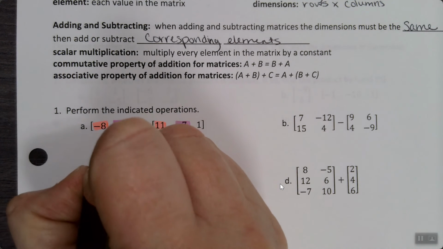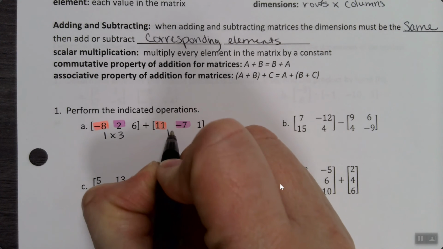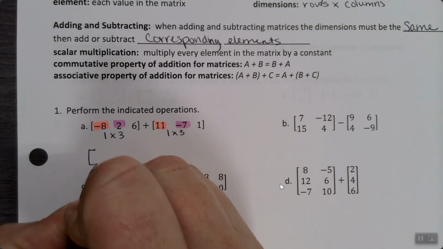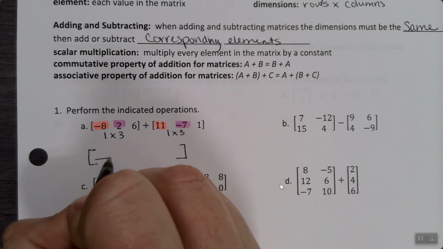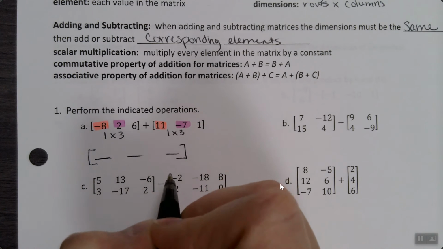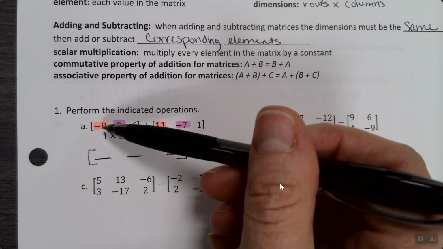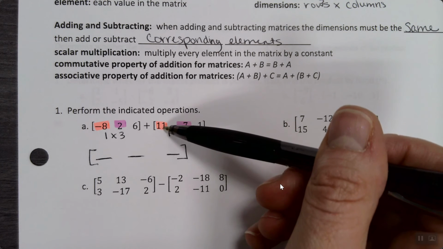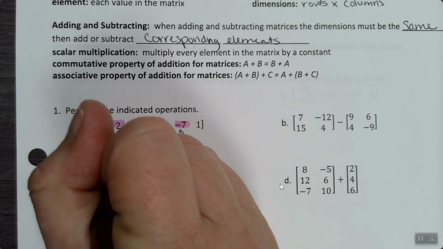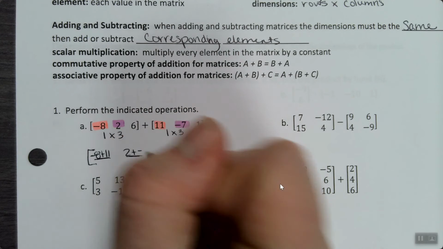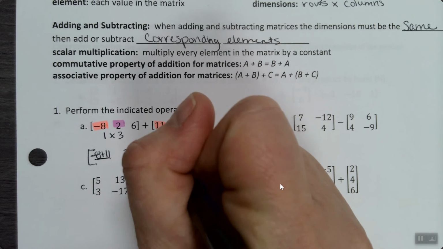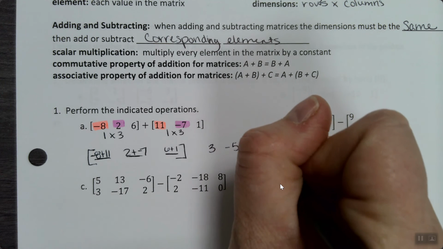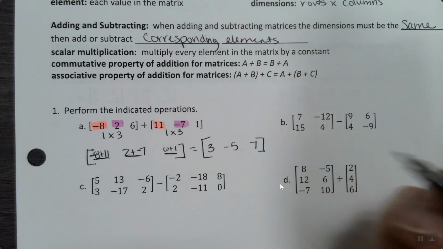This matrix's dimensions are 1 by 3, as well as this one. Since those are the same, everything corresponds. Your answer will be a 1 by 3 as well. If you'd like, you can show your work. You take the first row, column 1 element, added to the first row, column 1 element of the other. So you have -8 plus 11, 2 plus -7, and 6 plus 1. Your answer would be 3, -5, 7, with brackets around it.